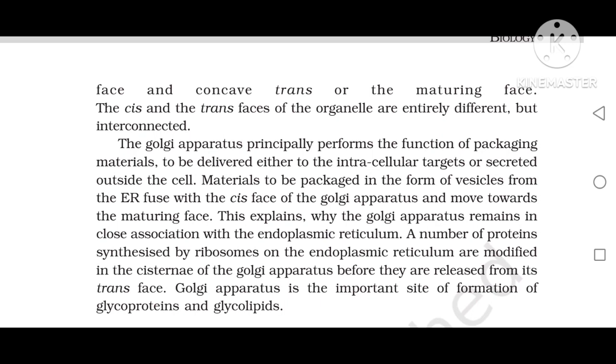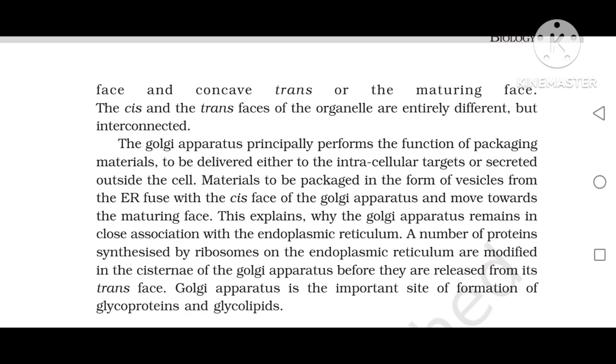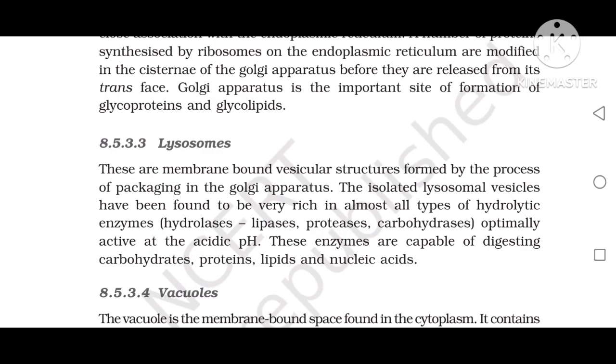A number of proteins synthesized by ribosomes on the endoplasmic reticulum are modified in the cisternae of the Golgi apparatus before they are released from its trans face. Golgi apparatus is the important site for formation of glycoprotein and glycolipid. Important points: material to be packed in the form of vesicles from ER fuses with the cis face. Golgi apparatus is the important site for formation of glycoprotein and glycolipid.